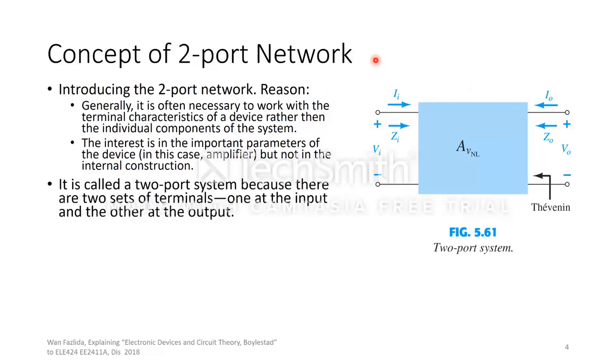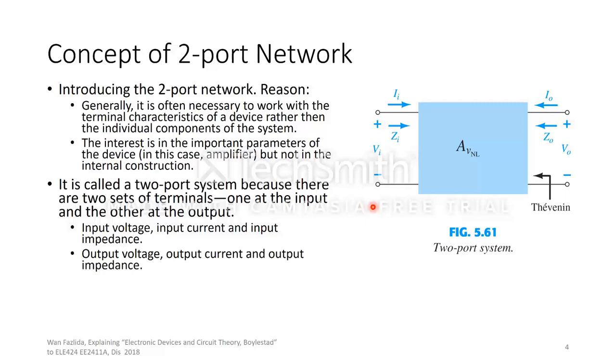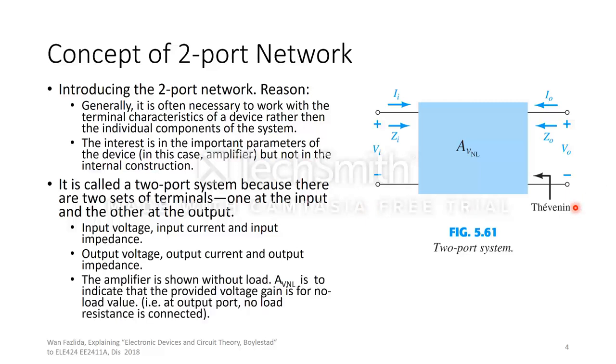It is called a two-port system because there are two sets of terminals, one at the input and the other at the output. So there are the input voltage, input current, and input impedance, as I stated just now, and the output voltage, output current, and output impedance. The amplifier is shown without load. AVNL indicates that the provided voltage gain is for the no-load value, i.e. at the output port, there is no load resistance connected. Note that the polarity of the voltages and the direction of the currents are as defined.